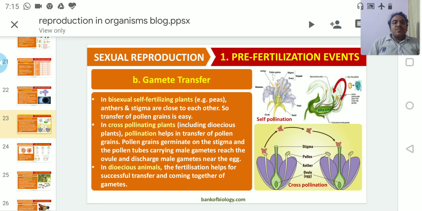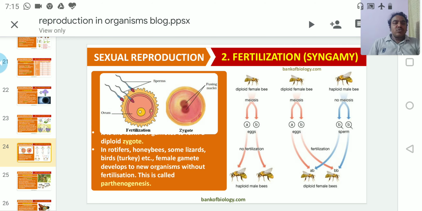In dioecious animals, fertilization helps in the successful transfer and coming together of the gametes. Then only can we see fertilization, or else there will be no fertilization at all. Whenever the male reproductive structures reach near the female reproductive structures and come in contact with each other, they undergo fertilization. This is the second event of sexual reproduction, the fertilization.